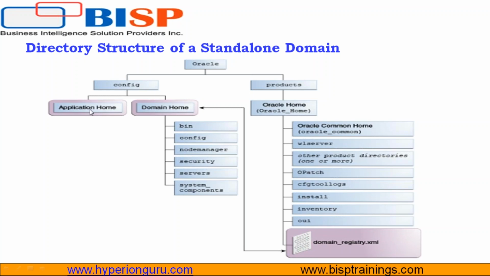Under config, you will have application home and domain home. Within domain home, you'll have bin, config, node manager, security, server, system components. And under Oracle home, you will have WL server, Oracle common home, OPatch, config utility, install, inventory, and OEI.